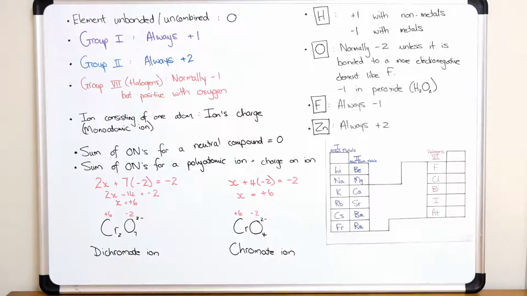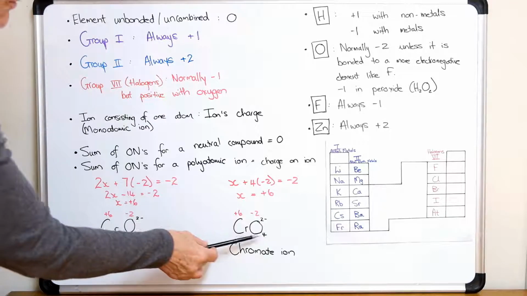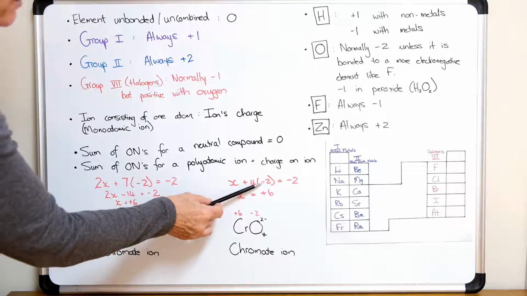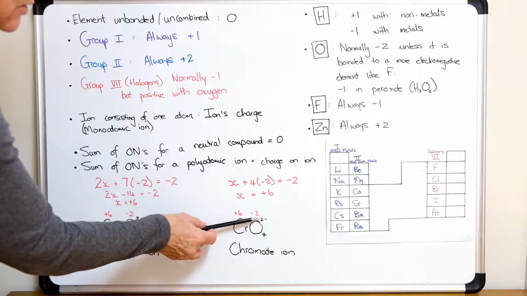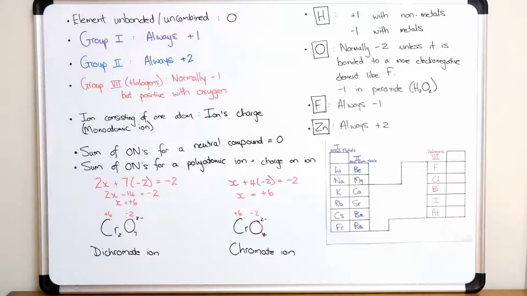In the chromate ion, we have 1 chrome, so we only need 1 x. There are 4 oxygens, so it's 4 times negative 2. The total charge is negative 2, so x also ends up being positive 6 for the chromate ion.